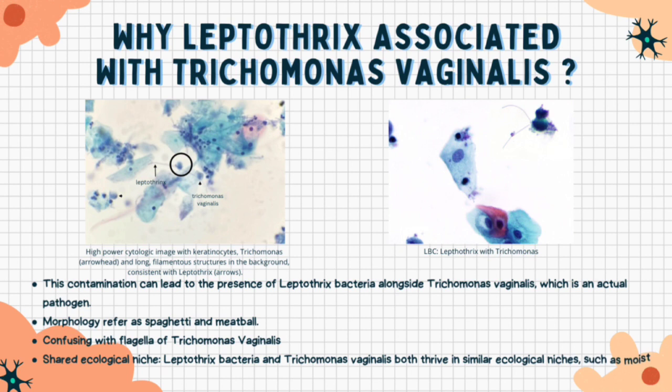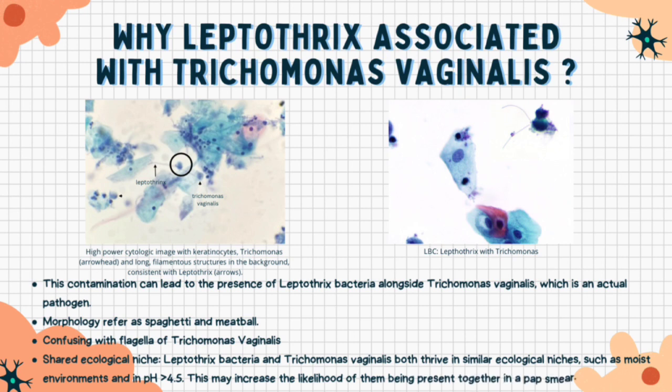Trichomonas has 4 to 5 flagella on the membrane of Trichomonas vaginalis. Meanwhile, Leptothrix is usually present in the background. Leptothrix can be associated with TV because they live in the same environment, which is a moist environment and pH more than 4.5. This may increase the likelihood of them being present together in the Pap smear.